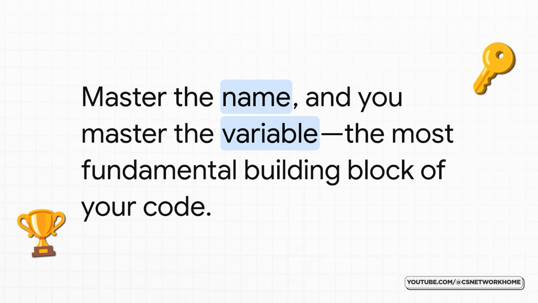So really, it all comes back to this one idea. Whether we're talking about following the strict rules, choosing a readable style, or using these slick assignment tricks, the goal is always the same. If you can master the name, you'll master the variable, and that is the key to everything else you'll do in your code.